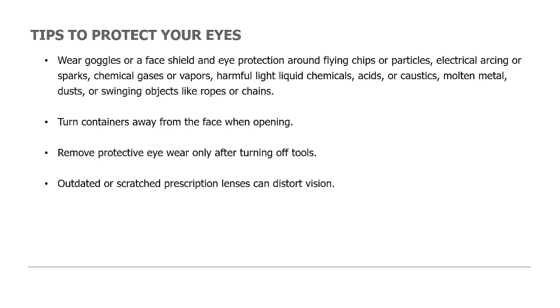Here are some other tips to protect your eyes. Wear goggles or a face shield and eye protection around flying chips or particles, electrical arcing, sparks, chemical gases or vapors, harmful liquids, acids, caustics, molten metal, dust, and swinging objects like rope or chains. It's just a good idea to wear those.